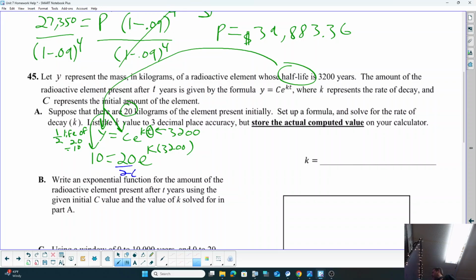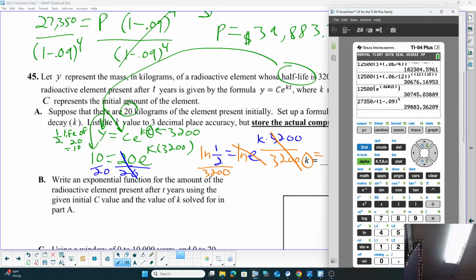So we're going to divide 20 to the other side, and that goes away. So now we do have 1/2 is equal to e to the k times 3,200. How do we undo e? Do you remember? We ln both sides. And then we just have to divide by 3,200. So ln of 1/2 divided by 3,200 is what k equals.